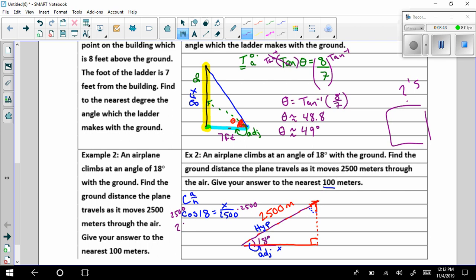And in our calculator, we would just type 2,500 cosine 18. And that would give us an approximation for x. So when I'm typing that in, I'm getting 2377.64. It wants me to round to the nearest 100 meters. Well, my hundreds position is here, and so I look behind that. And so it's approximately 2,400 meters. So make sure you round accurately.